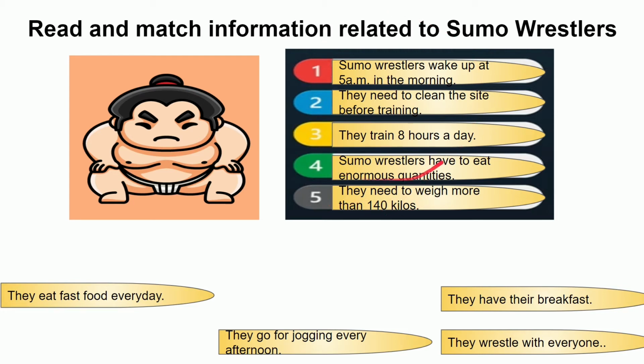Did you get all these 5 pieces of information correctly? What they do not do: they don't eat fast food every day. They don't go jogging every afternoon. Do they have their breakfast? They don't. Do they wrestle with everyone on the road or anywhere they see people? They don't do it as well. They only train for competition.